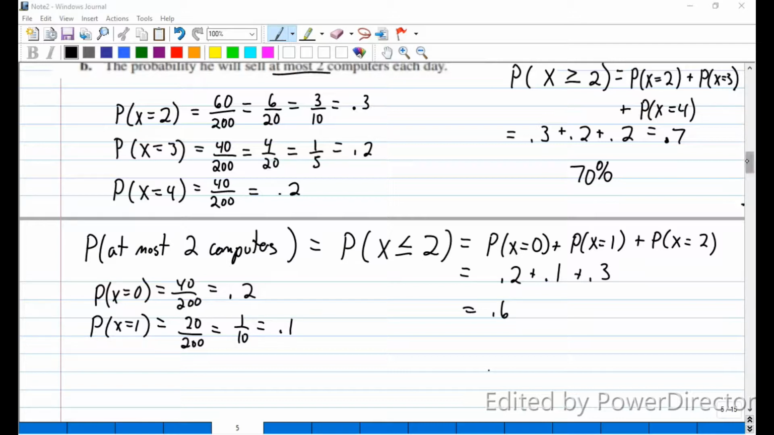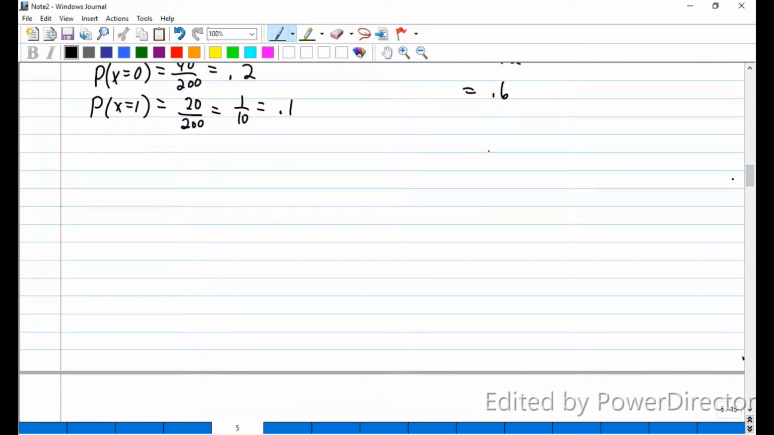Another value we're going to look at is expected value. In layman's terms, expected value is what you can expect to get over a long period of time. So it's kind of like the average. On average, this is what's going to happen.